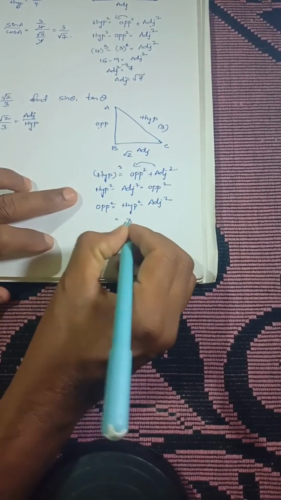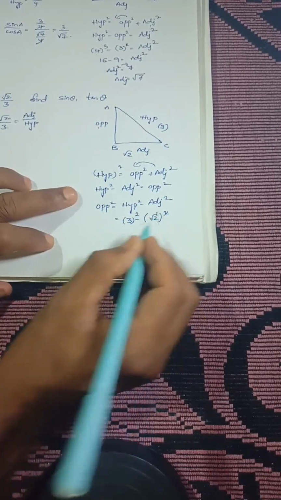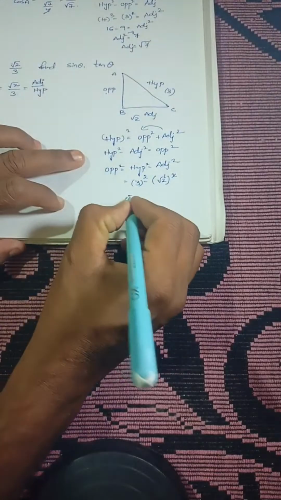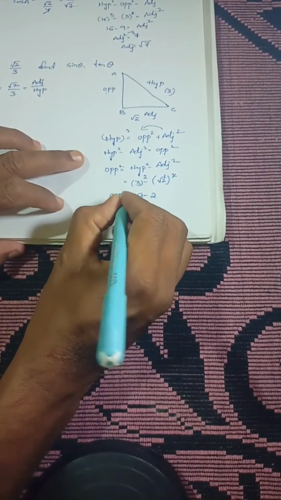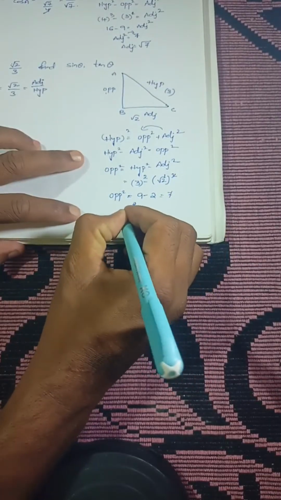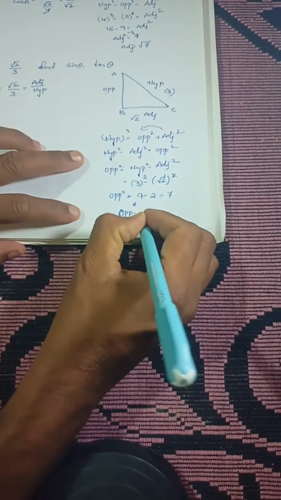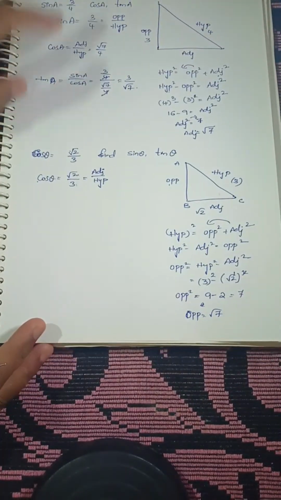Hypotenuse value is 3 whole square, adjacent is root 2 whole square. Here the square and root will get cancelled. 3 square value is 9. 9 minus 2, opposite square is 7. Next, opposite square goes to the right hand side, becomes root 7. Very simple. Easy method to do the problem.